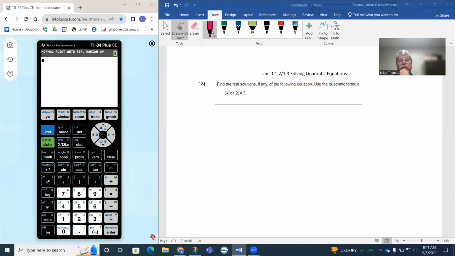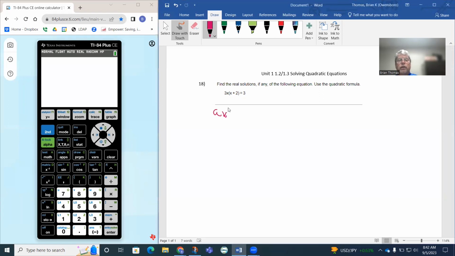So looking at question 18, we're solving equations from unit 1, 1.2, 1.3. This will be a quadratic equation. So the question says, find the real solutions, if any, of the following equation. It says use the quadratic formula. So since it says use the quadratic formula, we know we have a quadratic equation.